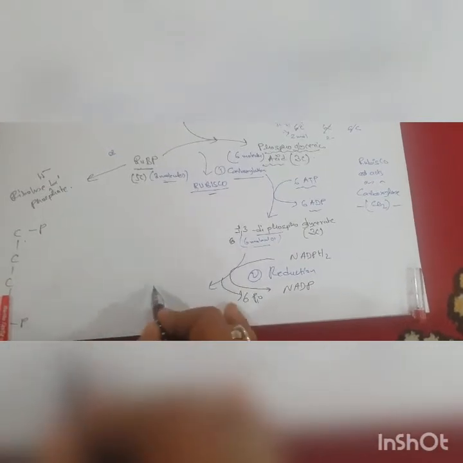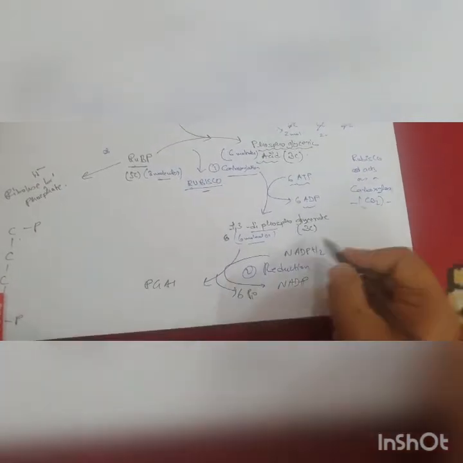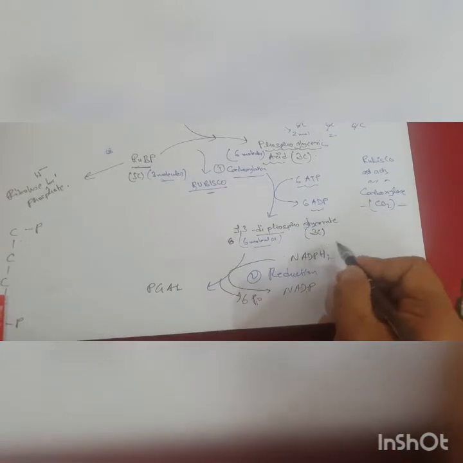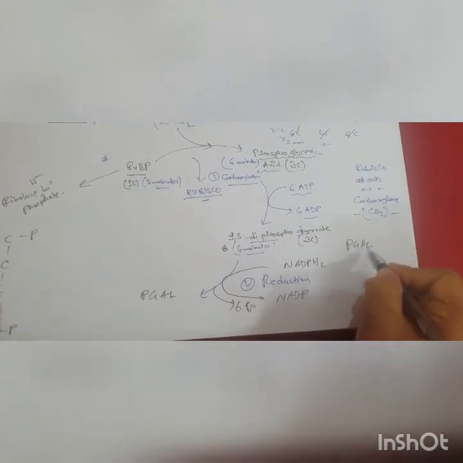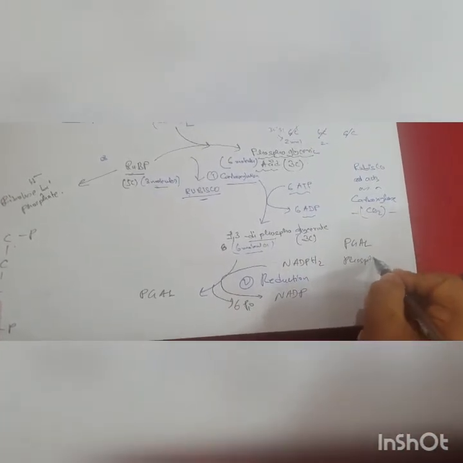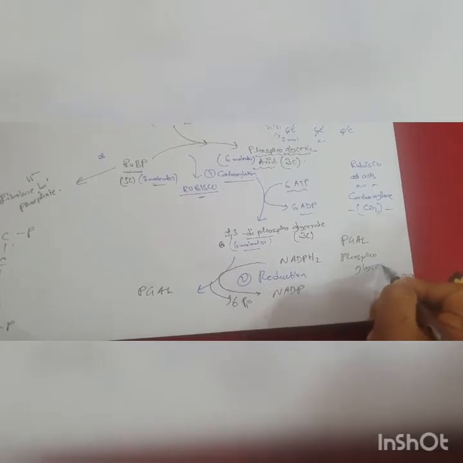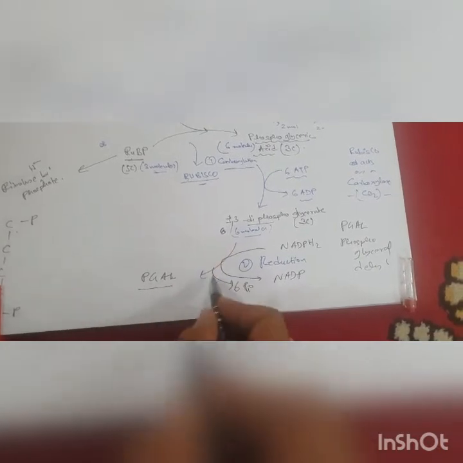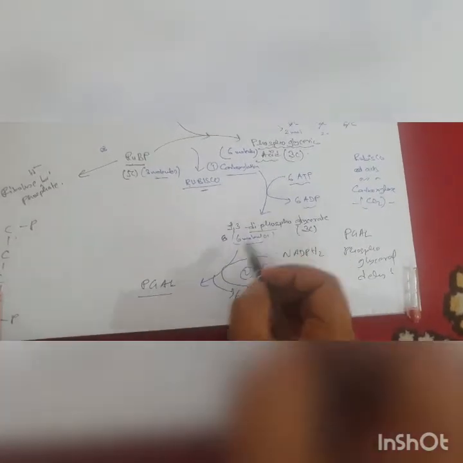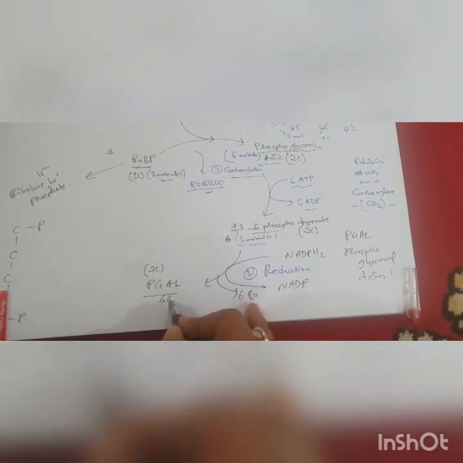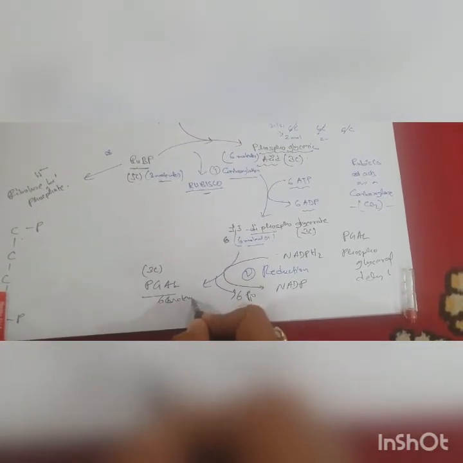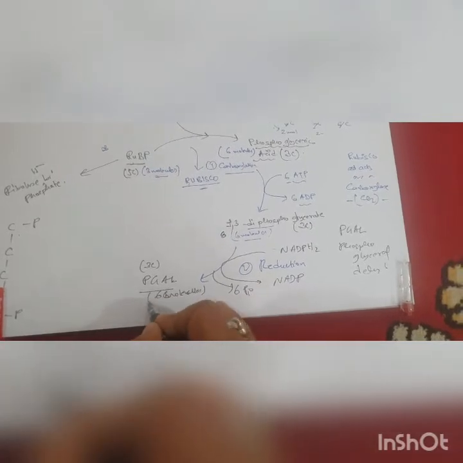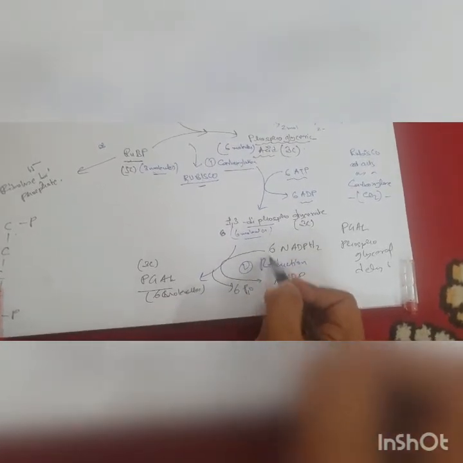So if it is so, it is phosphoglyceraldehyde. It will form PGAL. PGAL means phosphoglyceraldehyde. So phosphoglyceraldehyde has 1 phosphate, so 6 phosphates will come out. So 3 carbon, 6 molecules. So if it is 6 molecules, so definitely 6 NADPH2 will become 6 NADP.